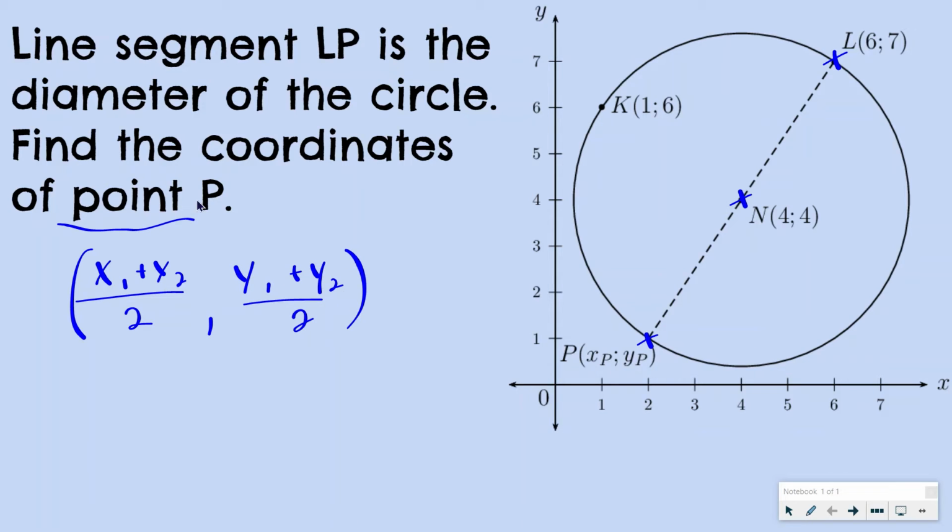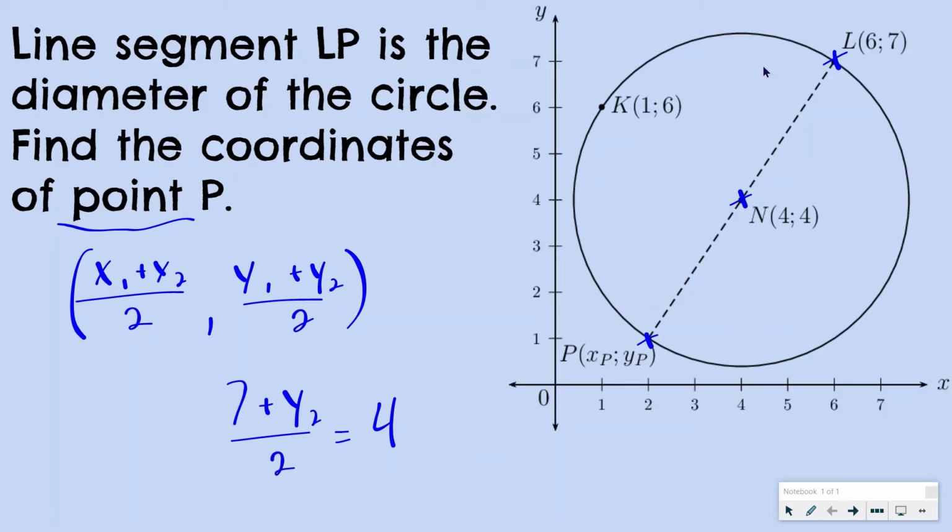We could actually use that equation and set either of those equal to 4, given this point. So let's say I use the y values, I would say 7 plus some other y value, divided by 2, equals this y value. And you can solve that equation for this missing y value.